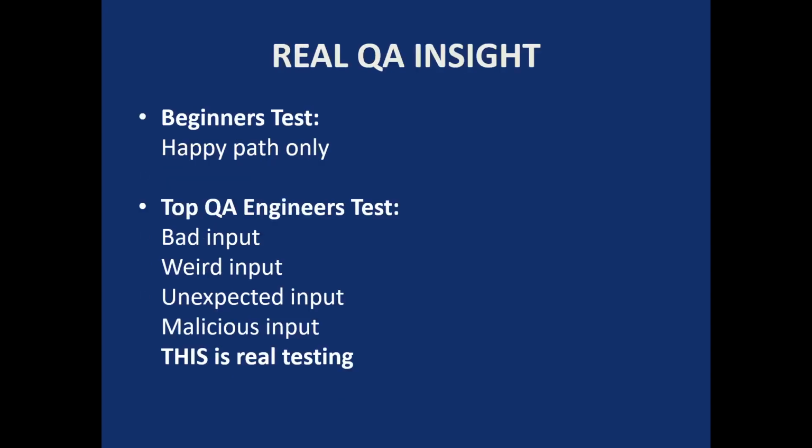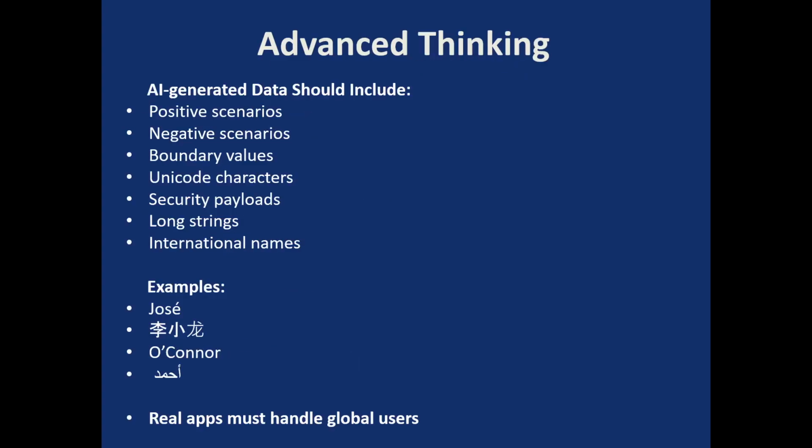The real QA insight is that beginners test only the happy path, but top QA engineers always test bad input, weird input, unexpected input, and malicious input. This is what is called real testing. If we talk about advanced thinking, think like a top QA engineer. AI generated data should include positive scenarios, negative scenarios, boundary values, Unicode characters, security payloads, long strings, and international names, for example names in different languages. Real apps must handle global users.